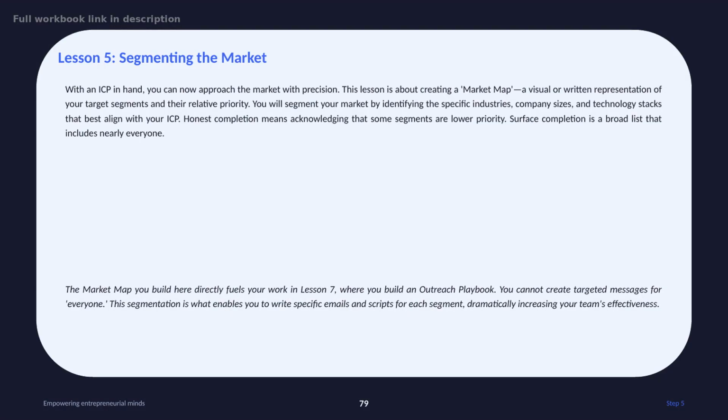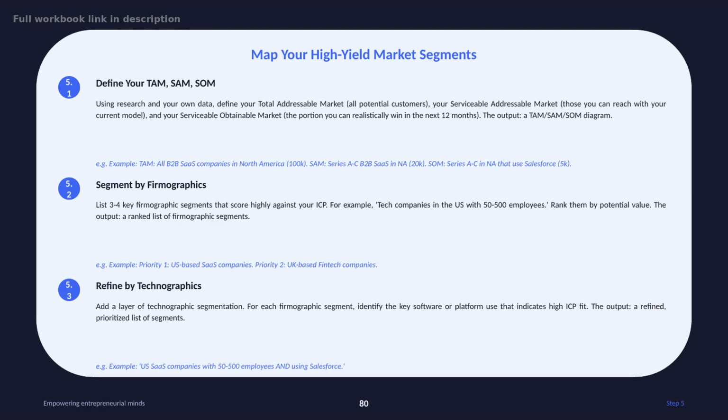With an ICP in hand, you can finally approach the market with precision instead of a wide net. This lesson is about building a market map, a clear representation of your target segments, and how you'd prioritize them. Honest completion means acknowledging that some segments are simply lower priority than others. Surface completion is a broad list that quietly includes almost everyone, which defeats the whole purpose. By the end, the output for this lesson is your market map, the tool that tells your team exactly where to focus. Back in lesson 4, you drafted your ICP statement and scorecard, the decision-making tool that names your best fit customer. Now we use that filter to figure out exactly where those customers actually are.